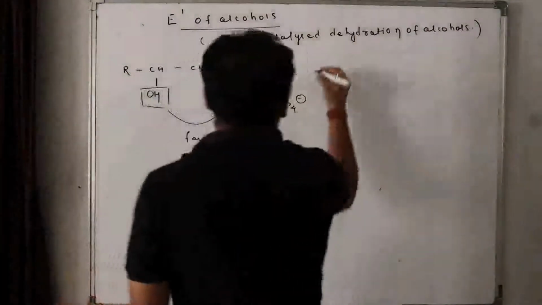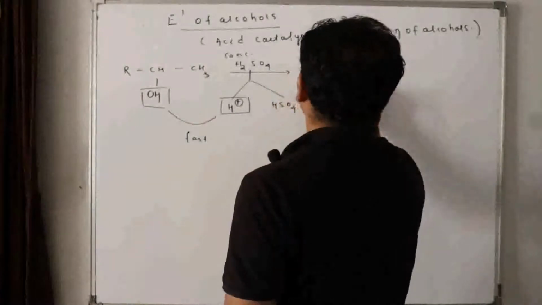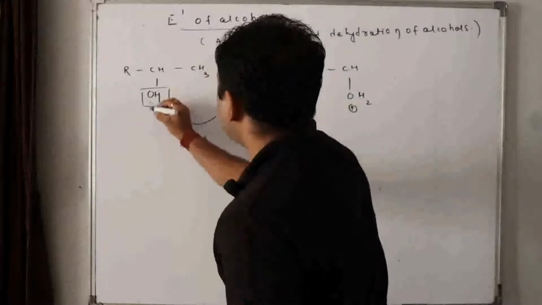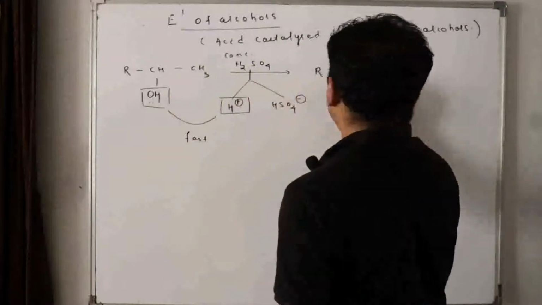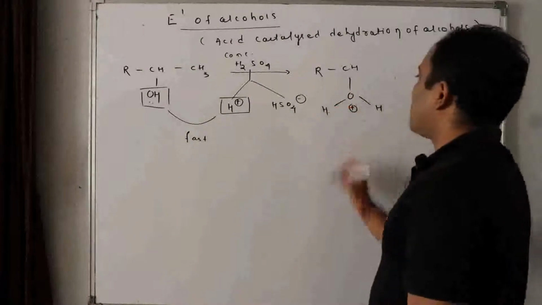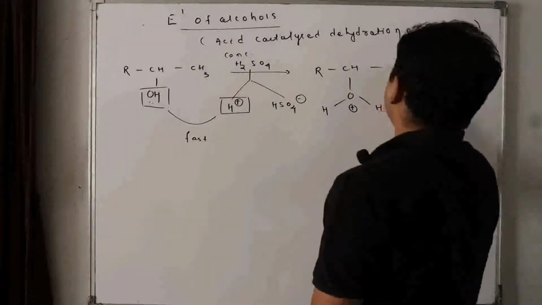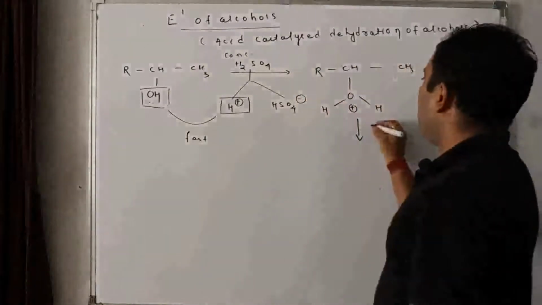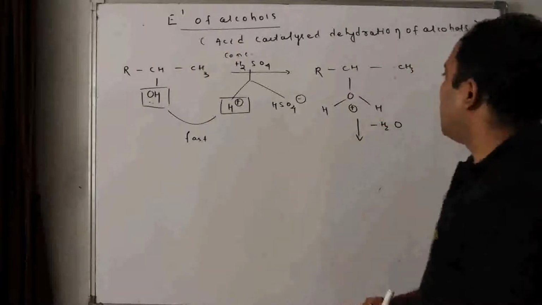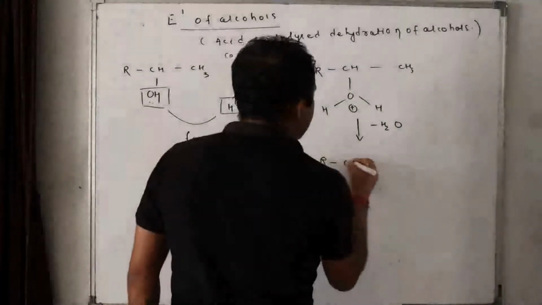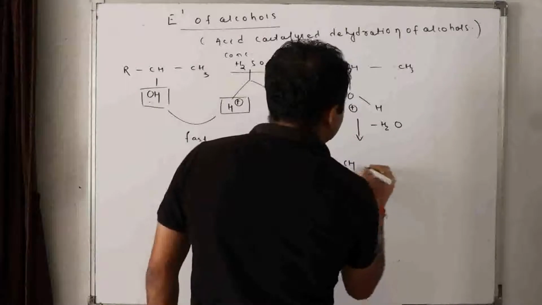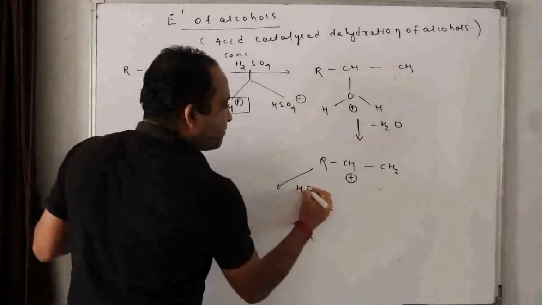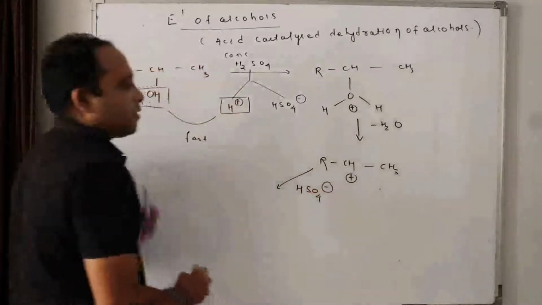What will happen in the next step? It forms RCHOH2 plus CH3. Why? This electron pair over this oxygen attacks this H plus. In the next step, water is removed. Now what is formed here? RCH plus CH3. Now it is being attacked by a weak base, HSO4 minus.